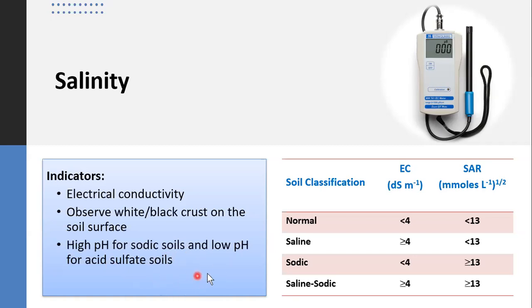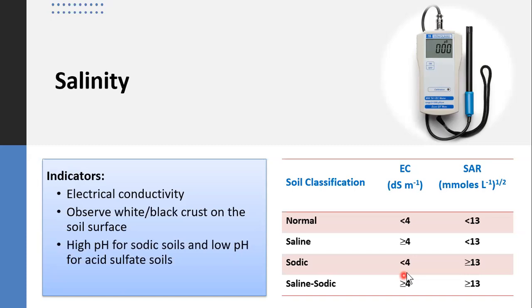Because when we have acid sulfate soil, then we have low pH, and when we have a sodic soil with more sodium, then we have a high pH. So this salinity or salt affected soil is classified into saline, sodic, and saline sodic. If we have more soluble salts, then we have more EC, and the sodium adsorption ratio is less than 13 because the sodium is relatively less.